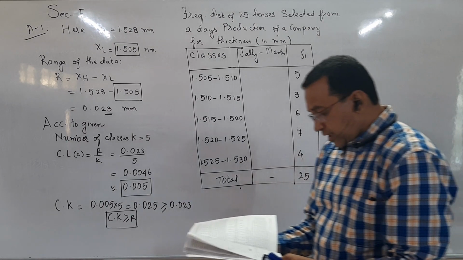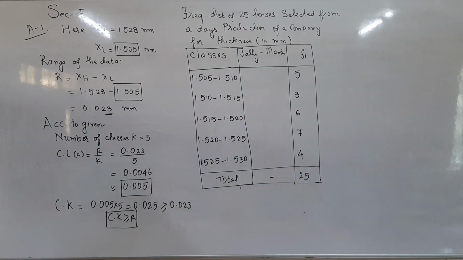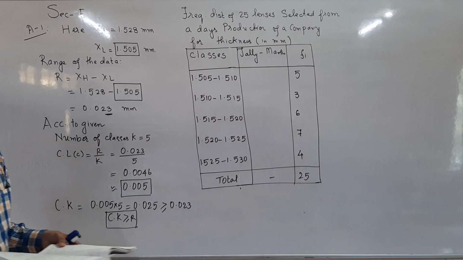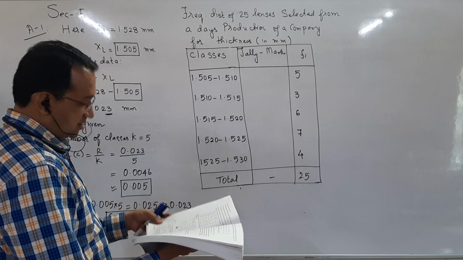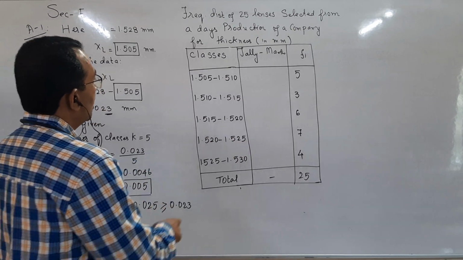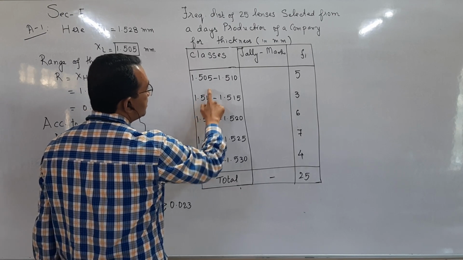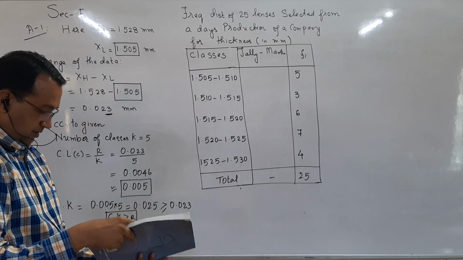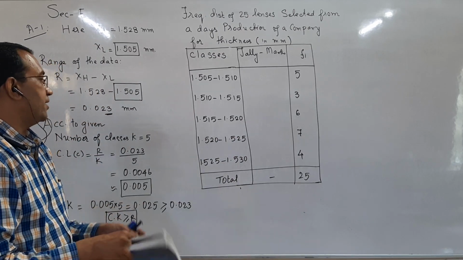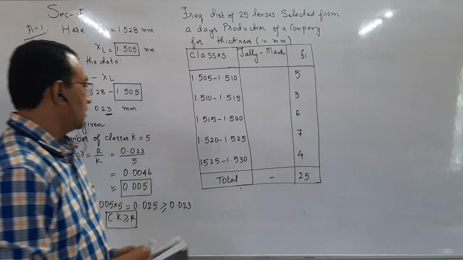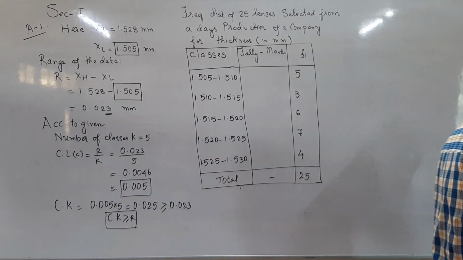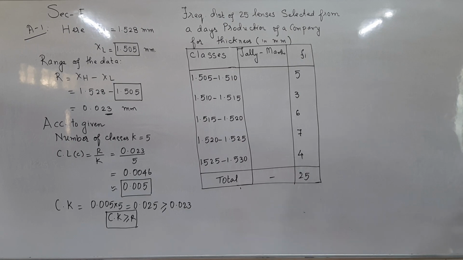Now students, if the company decides that lenses having thickness less than 1.510, less than 1.510 means, in exclusive, the upper limit of a class is included in the next class. So less than 1.510 means 5, and more than 5 to 5 are considered as defective, then what percent of the lenses in the sample are defective?